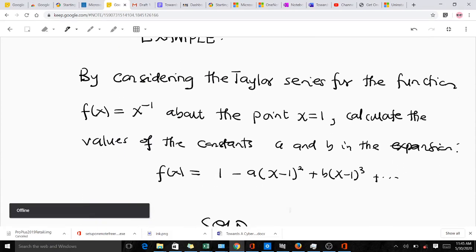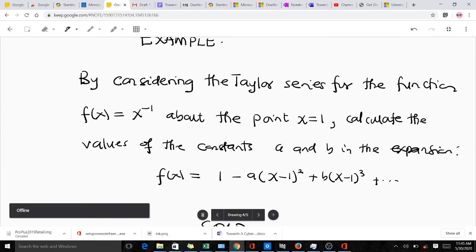So the question says, by considering the Taylor series for the function f of x equals x exponent -1 about the point x equals 1, we are to calculate the values of the constants a and b in this expansion: f of x equals 1 minus a times x minus 1 squared, then plus b times x minus 1 cubed, going, right? So the most important thing here is to find the Taylor series of this particular function about this point. So let's do that.